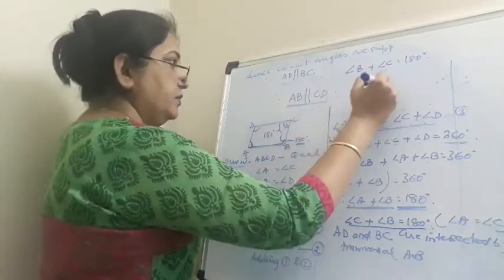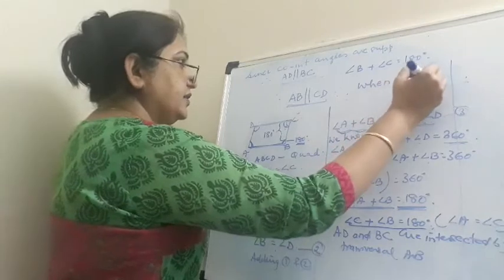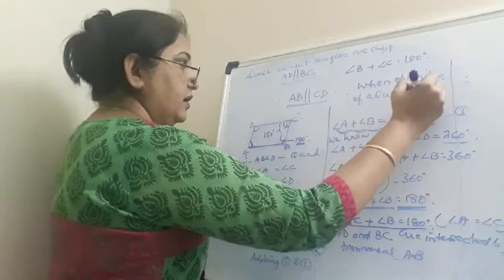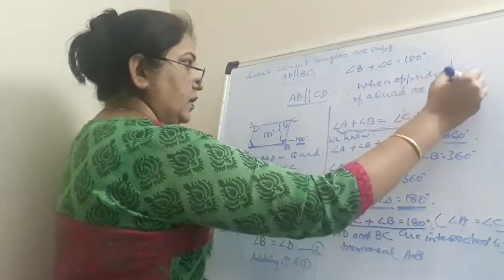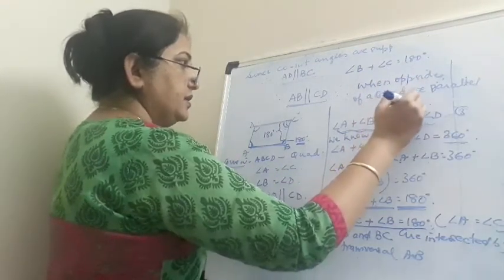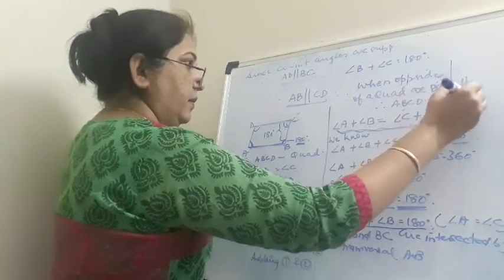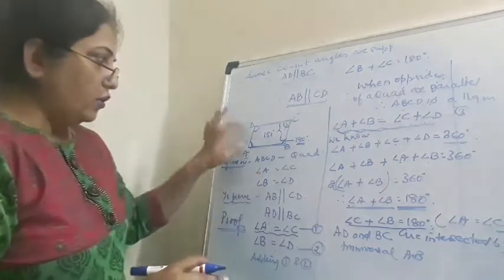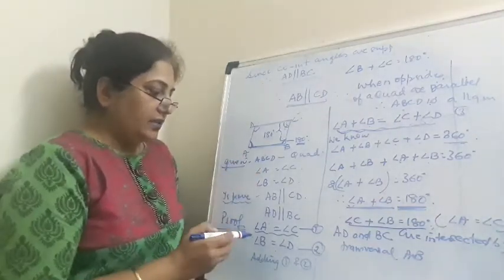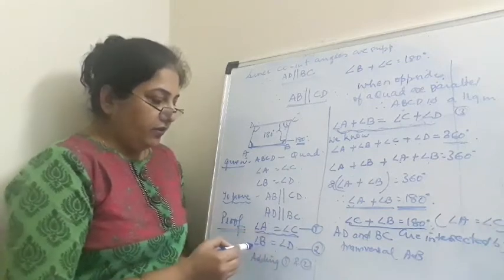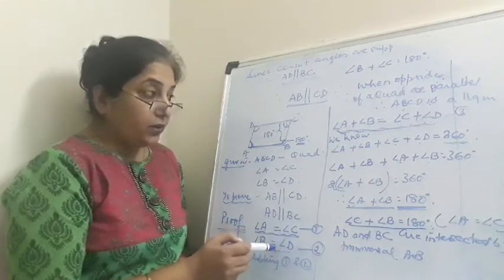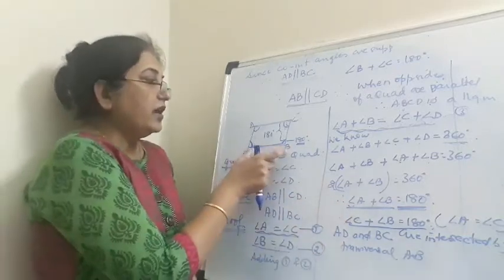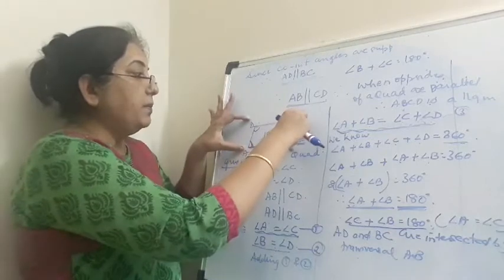Therefore, when opposite sides of the quadrilateral are parallel, ABCD is a parallelogram. I hope the proof is clear. Draw the figure, write the points given, and starting with what is given, we add the two equations. When we add these two equations, we get A plus B is equal to 180 degree. Since A and B are co-interior angles for these lines, these lines become parallel.